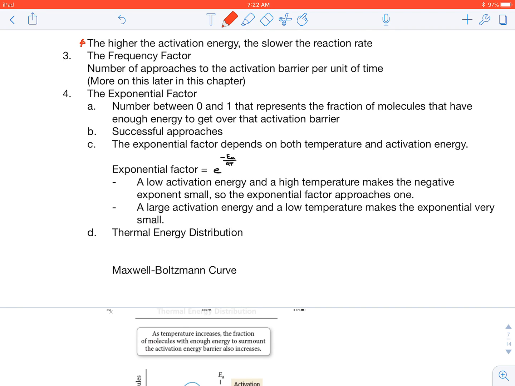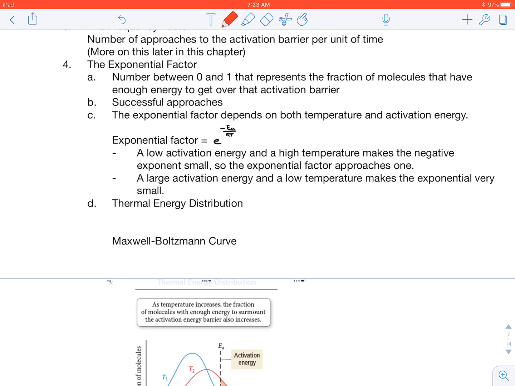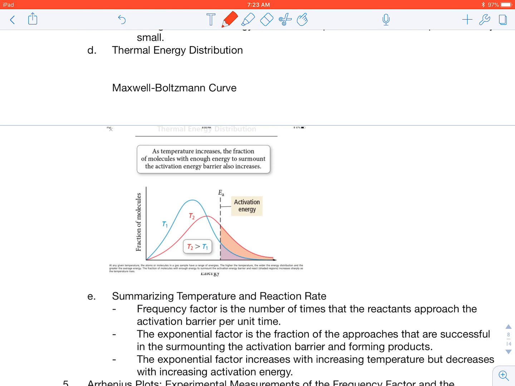That means the activation energy is really large, so it takes a lot of energy to do that. And then we also have to have it going there. So high activation energy and a low temperature means that we're not going to have very much of a reaction happening. So let's talk about thermal energy distribution.